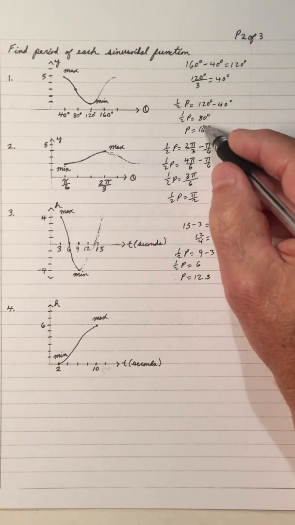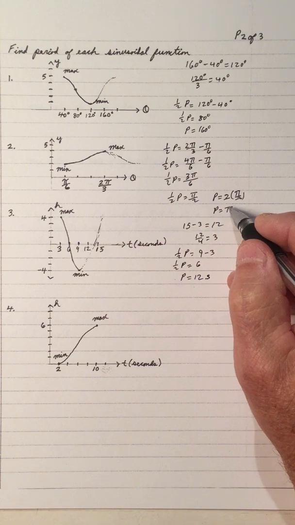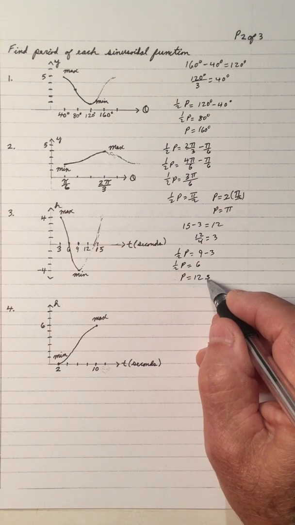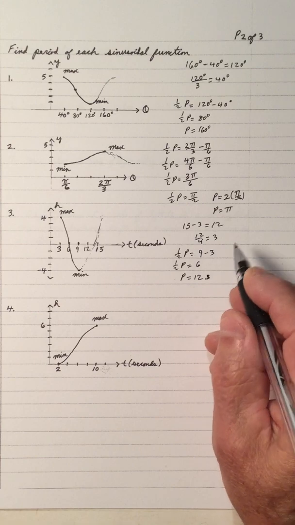Notice the period here is in terms of degrees. The period here is in terms of radians. But this could be a word problem, and the period is in terms of time.